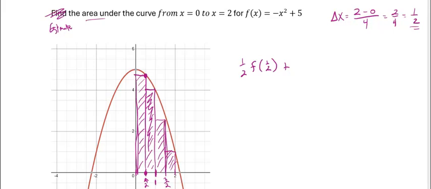Does this make sense? The height is given by the function value. The width is given by, well, that's constant. They're all 1/2. The height of this rectangle is 3/2. This is pretty messy, right? And the height of this rectangle is 2.